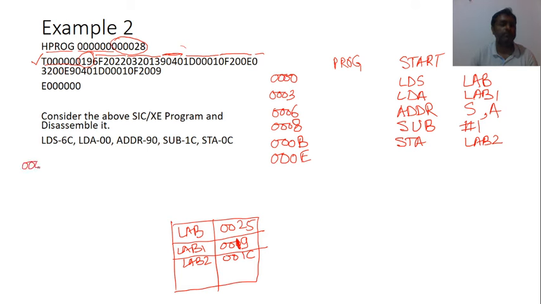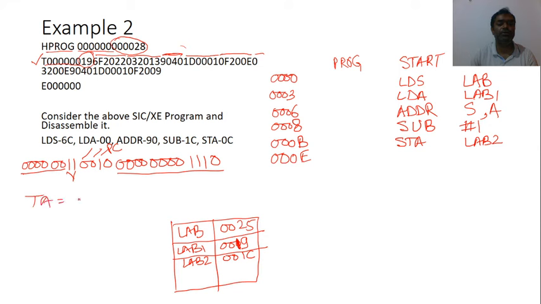0 means 0000, 3 means 0011, 2 means 0010, and 00E means 0000, E means 1110. Opcode is this one, NI is 11, that means there is direct addressing. X is 0, B is 0, P is 1, that means PC relative addressing, and this is our displacement. Now what will be the target address? Target address equals displacement, that is 00E, plus the content of PC. What is the instruction here?